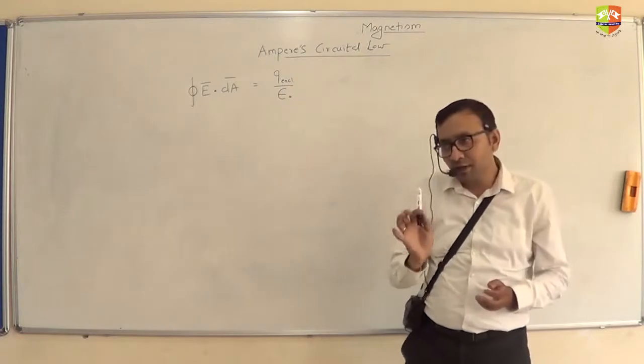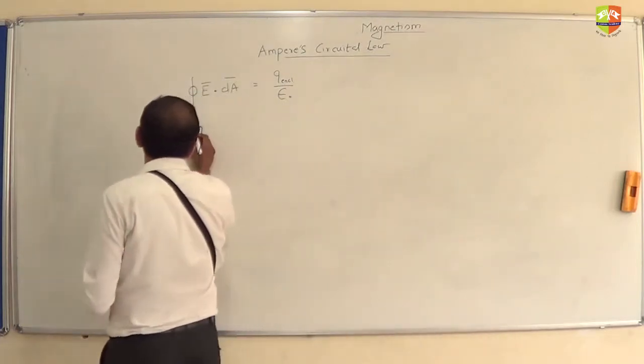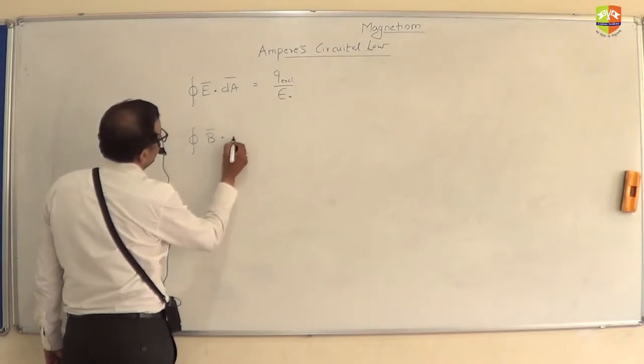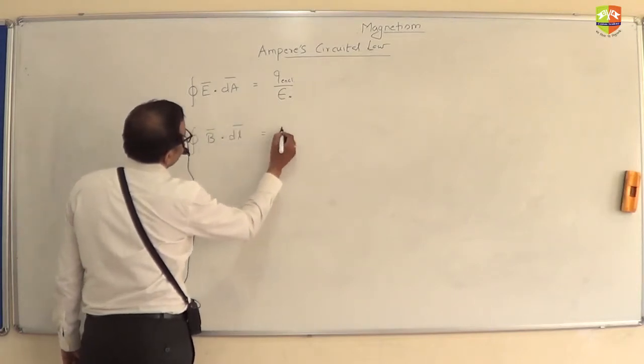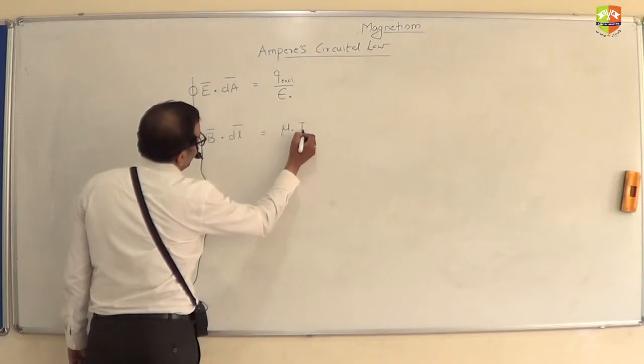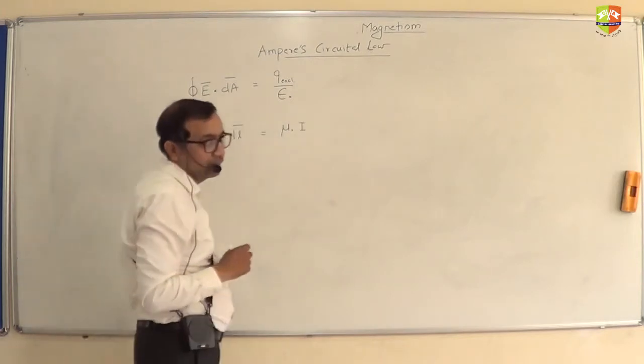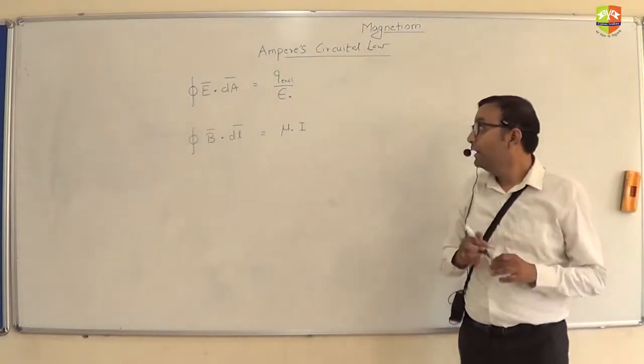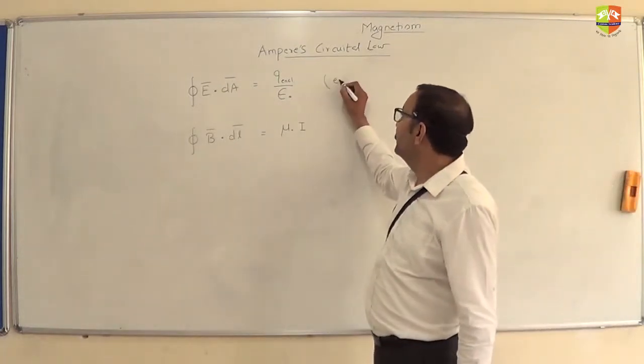Okay? And the circuital law is something like this. First, write down the expression: B dot dl equals mu not I. This is Ampere's circuital law. Okay, this is applied in an enclosure.